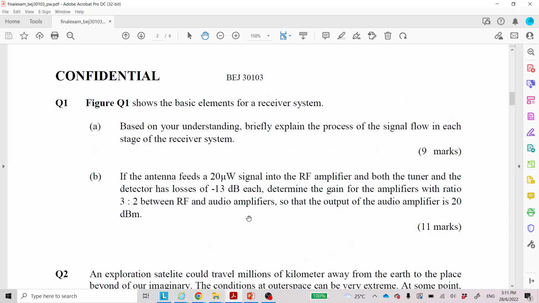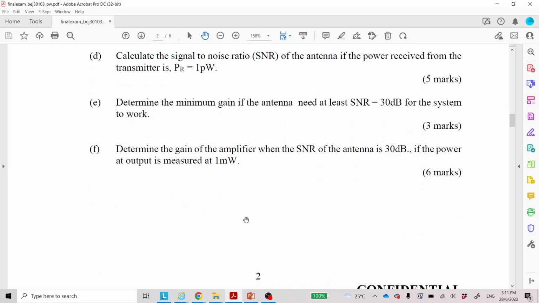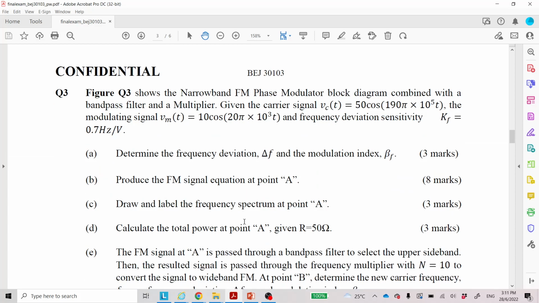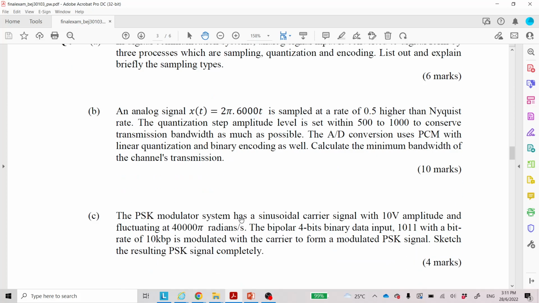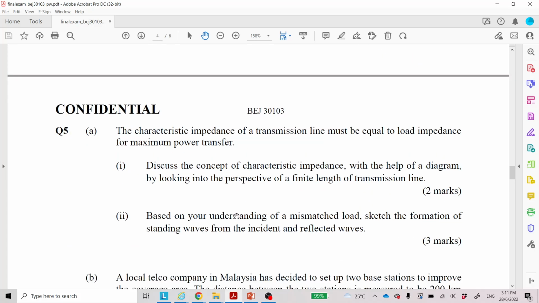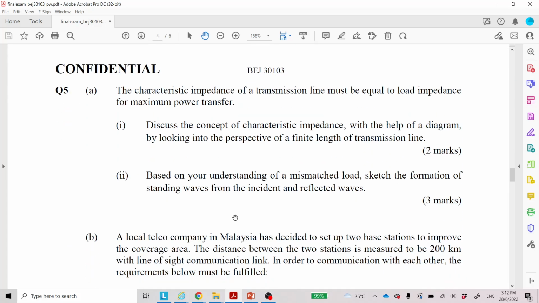So you see that question 1, 2, 3. We have 5 questions, one question for each chapter. So let's look at question number 5. The characteristic impedance of a transmission line must be equal to the load impedance for maximum power transfer. Discuss the concept of characteristic impedance with the help of a diagram by looking into the perspective of a finite length of transmission line.